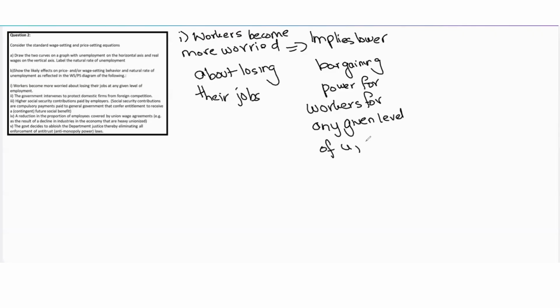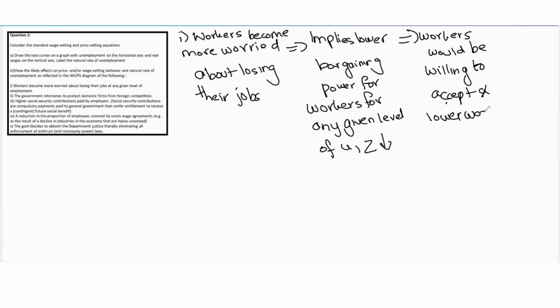So we can essentially model this as a decrease in Z, because remember we said Z includes all those factors that affect a worker's bargaining power for any given unemployment rate. So when the bargaining power goes down, workers would be willing to accept lower wages for any given level of U.